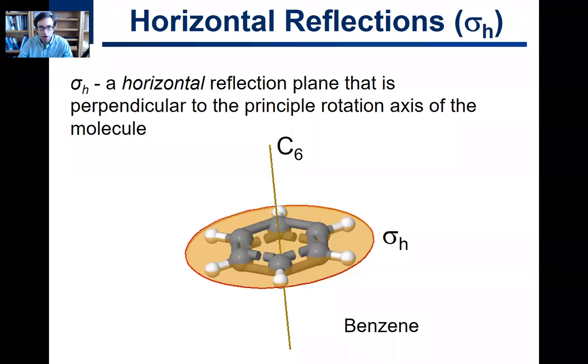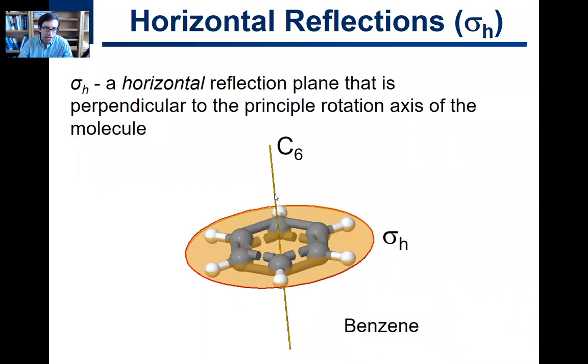Okay, so now we're going to go over symmetry elements that are reflections. There are three different types of reflections, and they're given by the Greek letter sigma. The first is a horizontal reflection, given by sigma h. That is a mirror plane that is perpendicular, or horizontal, to the principal rotation axis of the molecule. An example would be benzene.